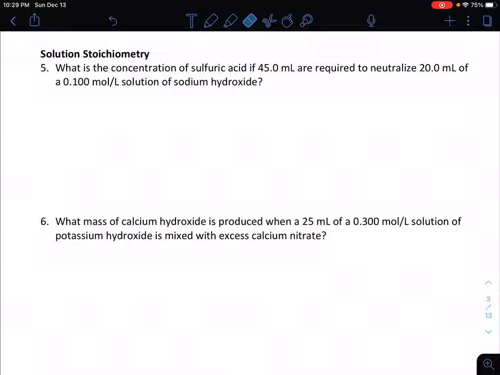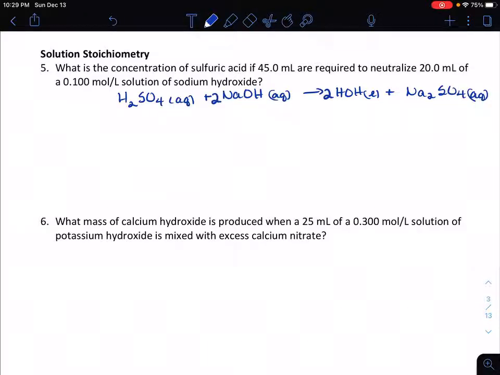So for this one, I've got a double replacement reaction, neutralization. So I've got H2SO4 plus sodium hydroxide, and I'm producing water. I'm going to keep it as HOH for this equation. You can write it as H2O, and then Na2SO4. So balancing this out, I need to do this, and now it's balanced.